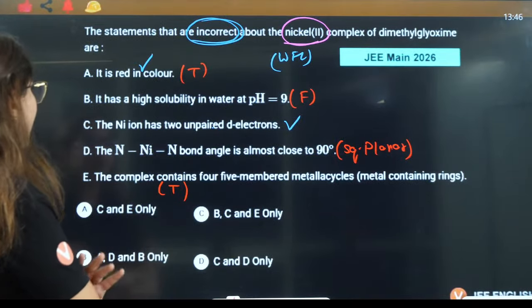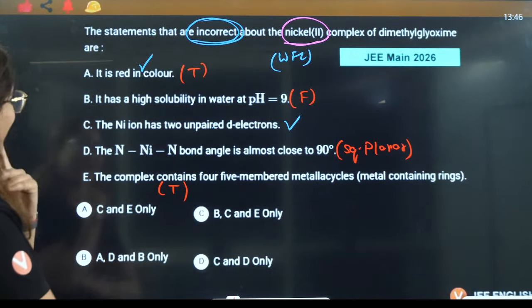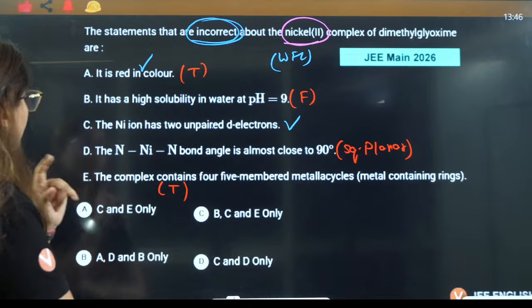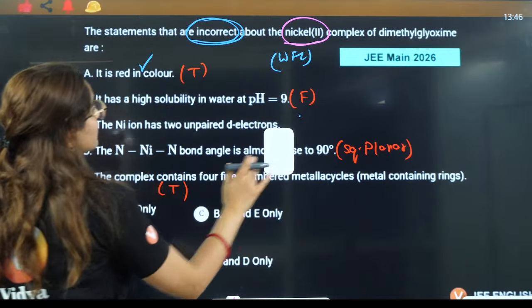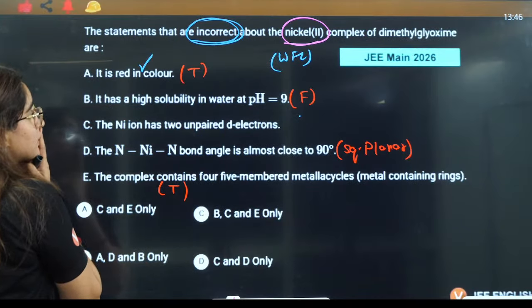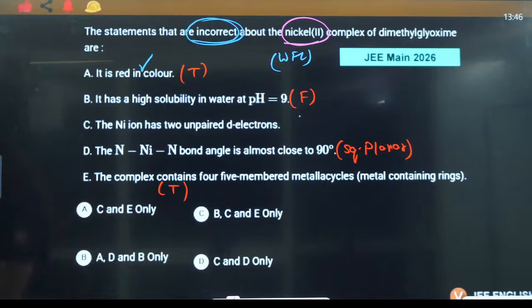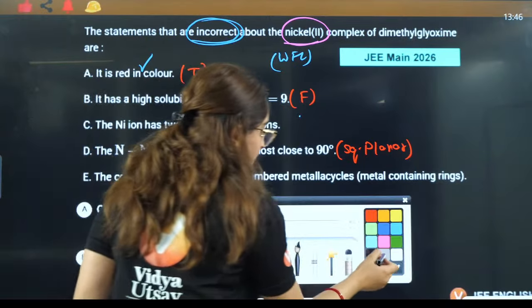See, this is red in color, that is true. It has high solubility in water, that is false. Nickel has two unpaired electrons, right? Wait a minute. DMG is a strong field ligand. It is actually a strong field ligand. Just give me a second, okay? Oh, my mistake, my mistake.